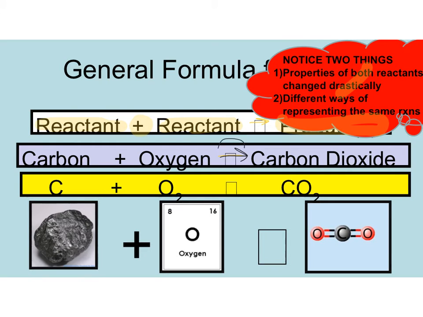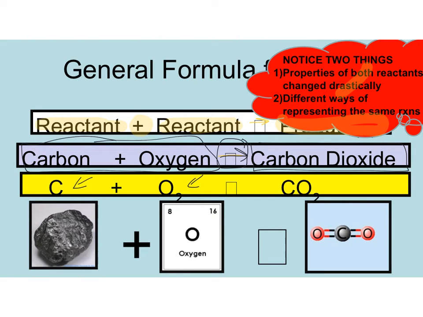This arrow right here indicates that everything to the right of the arrow is the products, and everything to the left are the reactants. So these two things are reactants, and this is the product, or what you made. That's one way of writing it out, in words. The other way we can write it out is using their symbols. So we've got carbon, which is the C, plus oxygen.